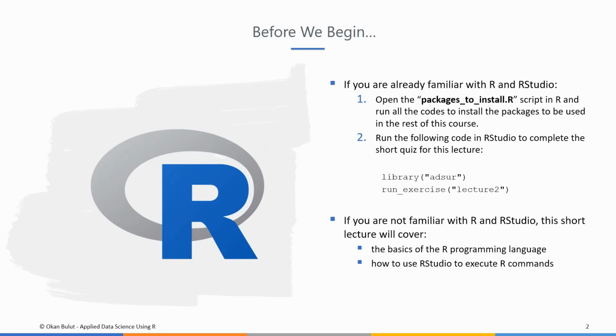Also, after all the packages are installed, one of these packages that we will use, I named it ADSUR. Those are the initials of our course name, Applied Data Science using R. This package will give you a bunch of exercises to run and quizzes. So if you're already familiar with R and RStudio, you can go ahead, install all the packages and run the library command to activate this package and begin with the exercises for lecture 2. Run_exercise is the function to activate the exercises for lecture 2.